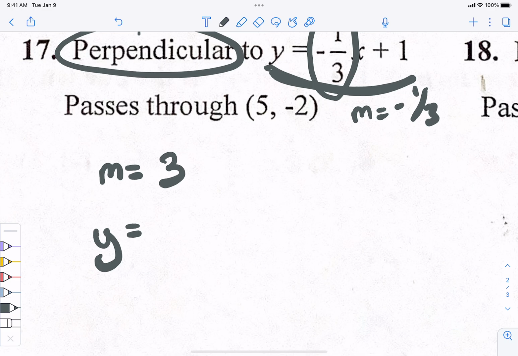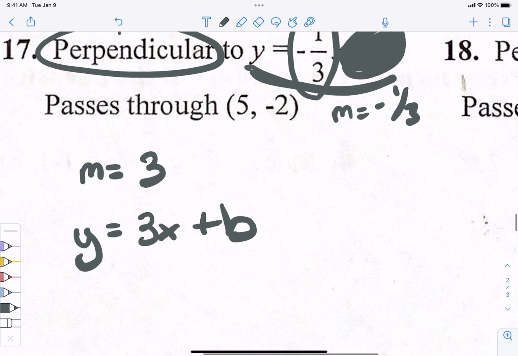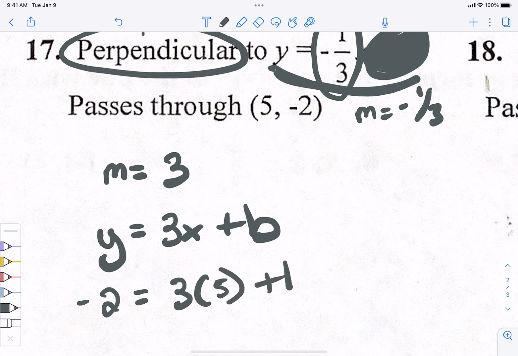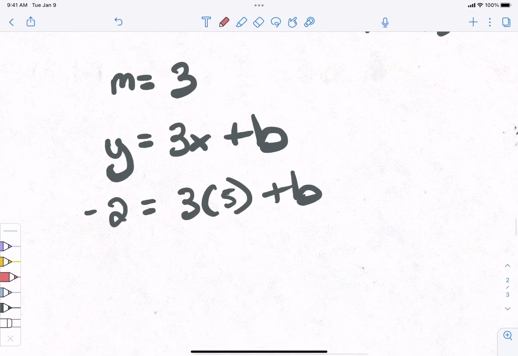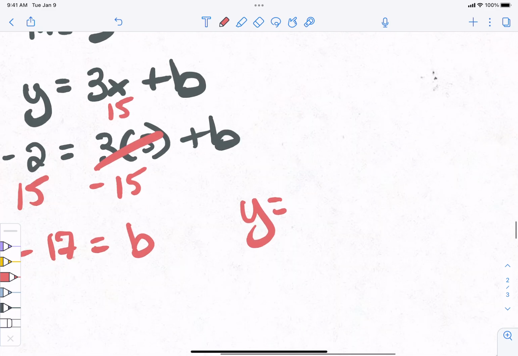So I start with y equals 3x plus b, because we don't use this 1. We cross it out. Then I plug in 5, -2. So -2 equals 3 times 5 plus b. What's 3 times 5? 15. Then subtract 15 from both sides, so -17 is b. What does the equation look like? y equals 3x minus 17.